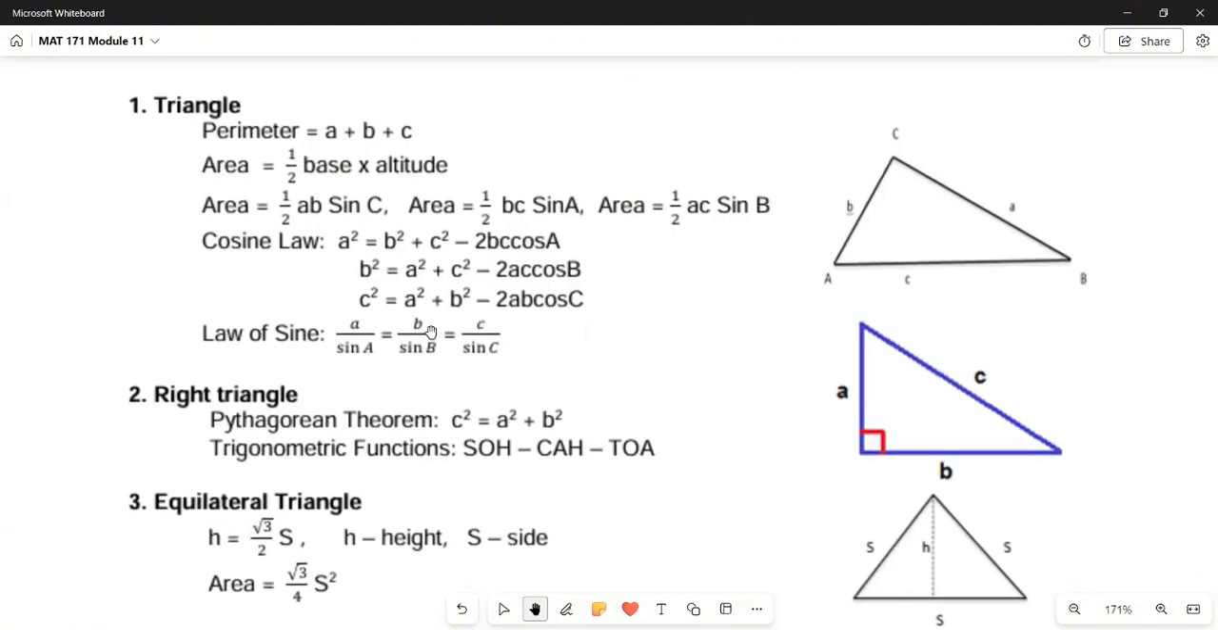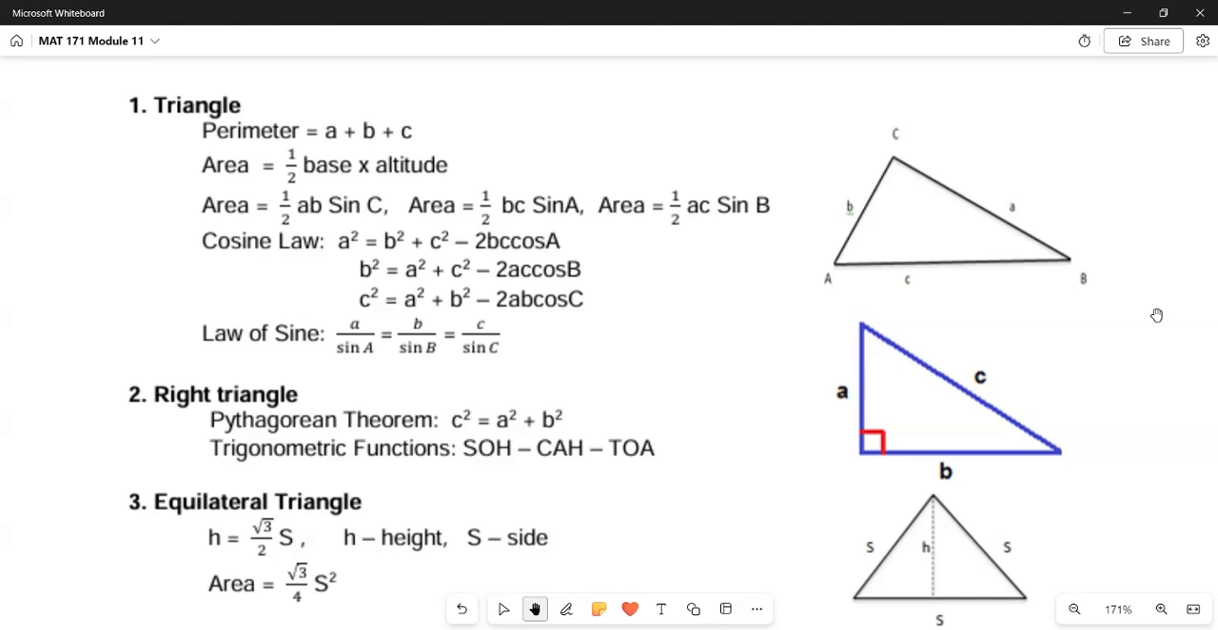So now let's recall those formulas na yung iba nabanggit na natin dito from our past modules. So we have here the triangles and then right triangle and equilateral triangle. So ito ay nabanggit na natin. We have here the perimeter, simply the sum of the sides of a triangle, area, 1/2 base times height, and then different formulas for area depende sa given. So binigay din dito yung area of a triangle with two given sides and one angle. Binanggit din dito yung cosine and sine law.